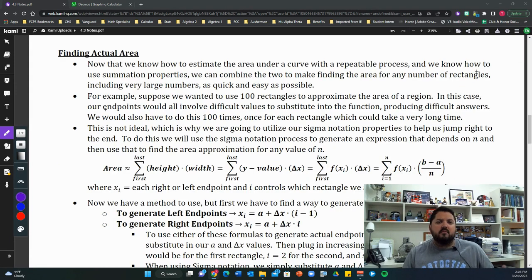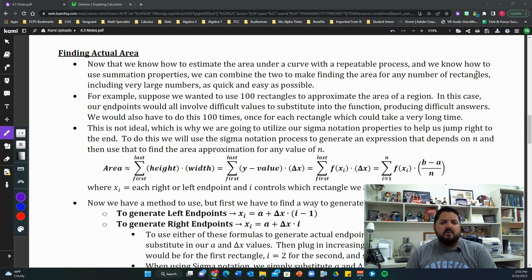All right, so now we're going to take what we just talked about with our summation stuff and try to link it into the area approximation stuff from last section. By now, we know how to estimate the area under a curve with that repeatable process. So we find delta x, we use that to build a list of endpoints, we pick which endpoints we want to use, then we calculate the heights at those endpoints, we take our common width, delta x, multiply it by the total of the heights, boom, there's your area approximation.